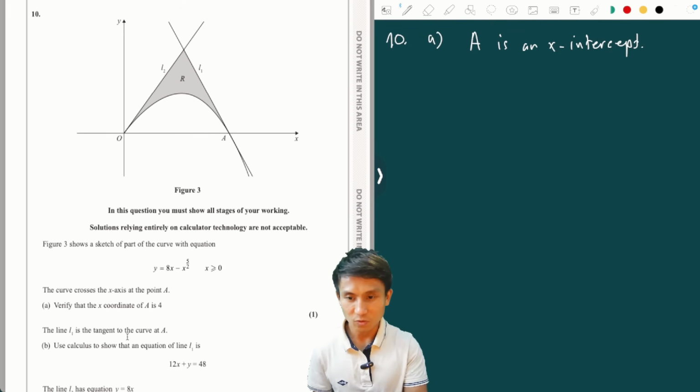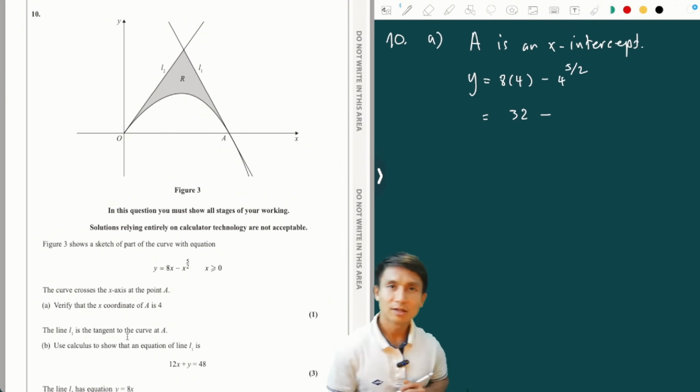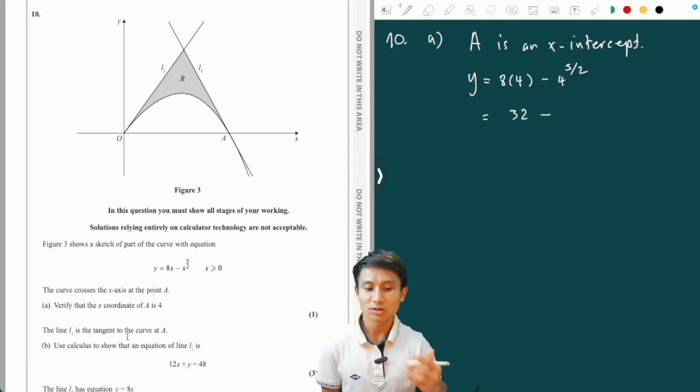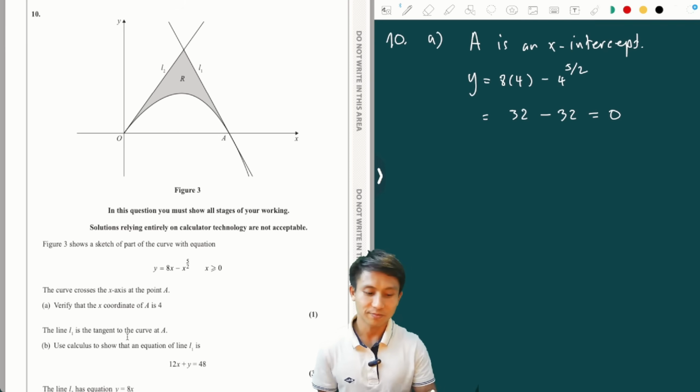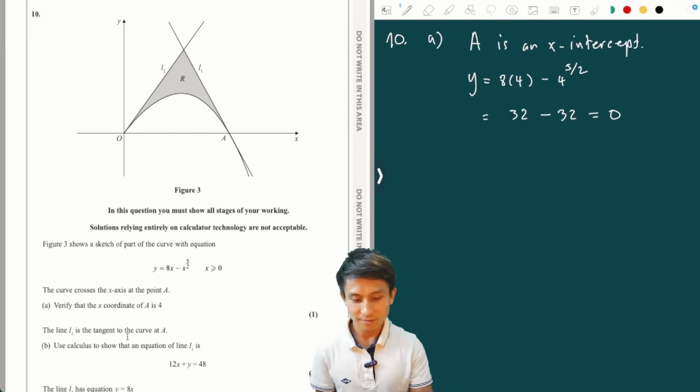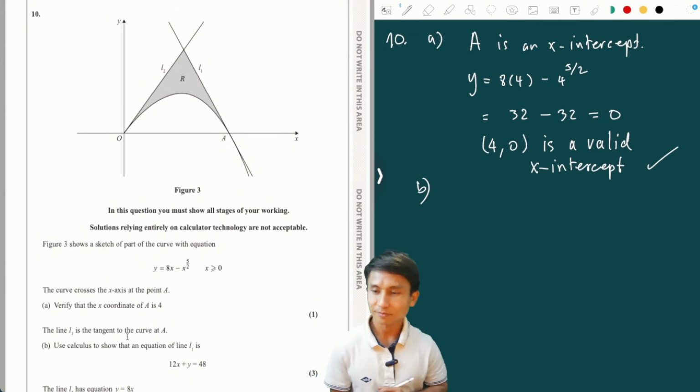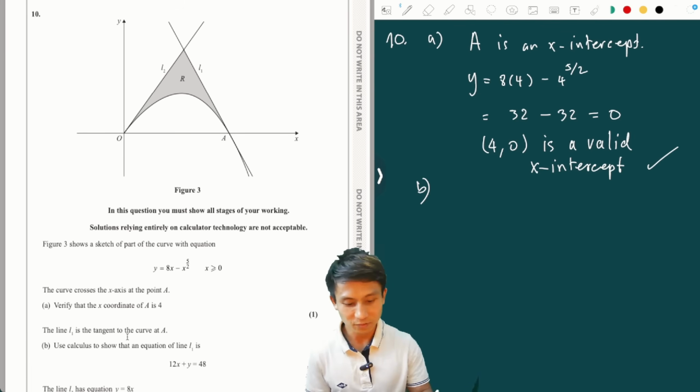So that means if we do y equals 8, substitute 4 in there, 4 to the power of 5 over 2, that's 32, minus 4 to the 1/2 is 2, 2 to the 5 is 32, so that's 0. So yeah, we get 4, 0 is a valid x-intercept. Yeah, therefore that's right. Okay, so x equals 4.